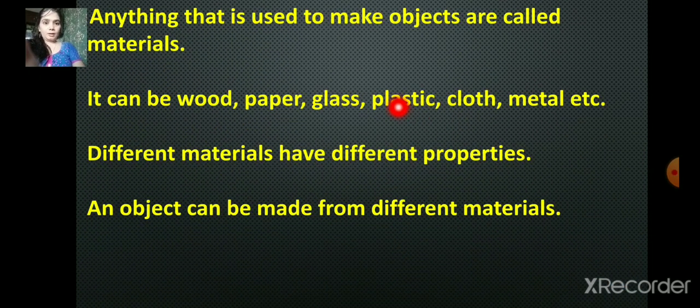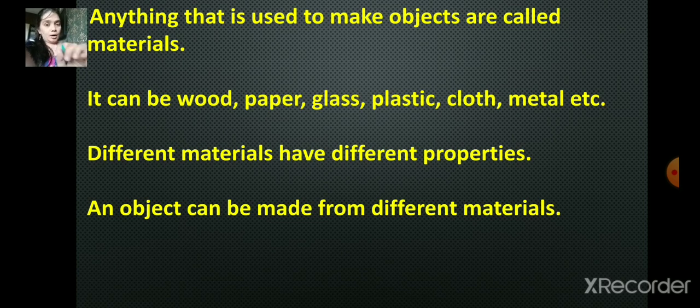So children, anything that is used to make objects is called material. So it can be wood, paper, glass, plastic, cloth, metal, etc. Different materials have different properties. An object can be made from different materials.